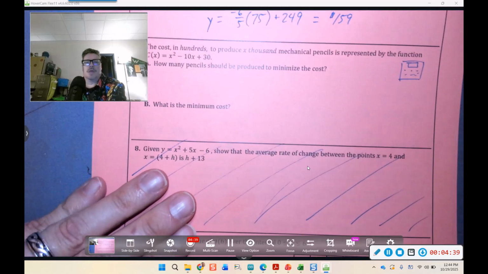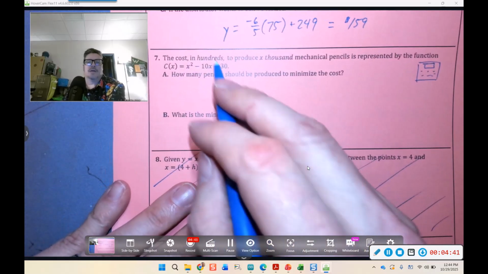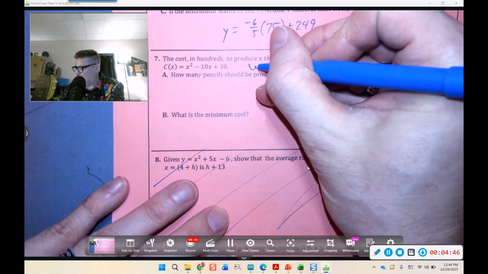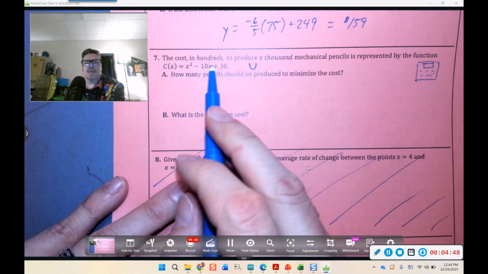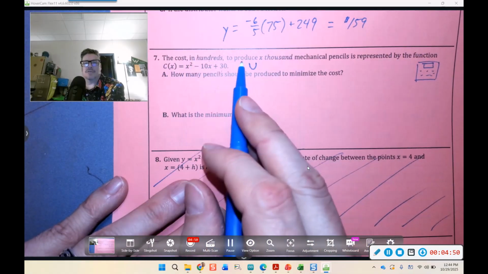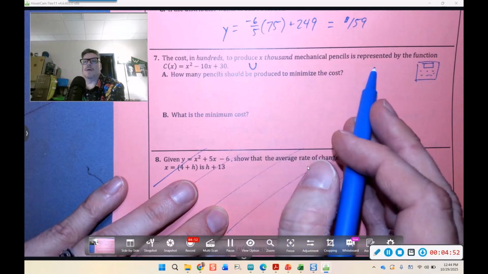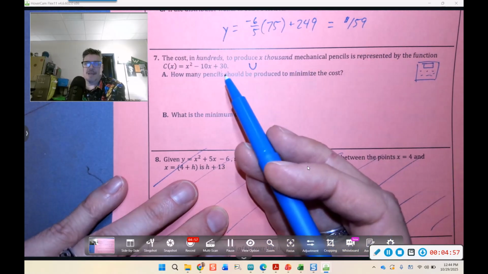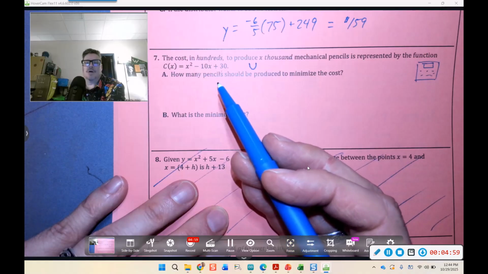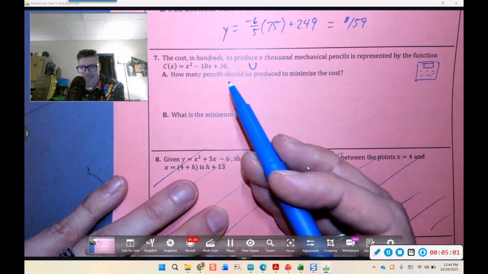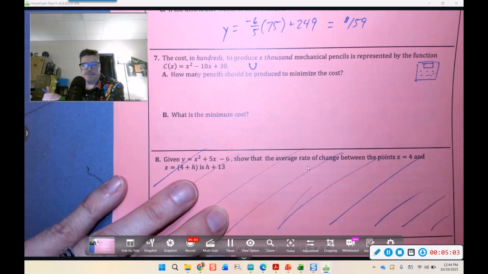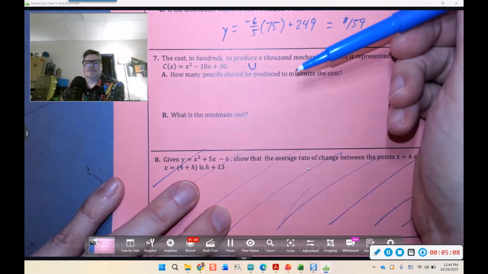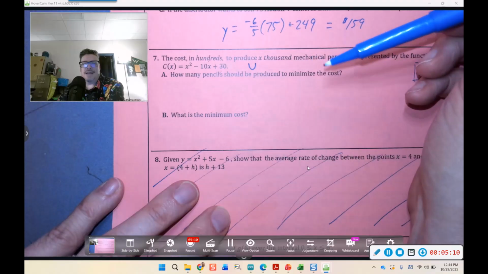Now we have a quadratic here, so we know he looks like this, right? His shape is a quadratic. So in hundreds, the cost in hundreds to produce x thousand mechanical pencils is represented by the function. So when I plug in how many thousands of mechanical pencils I want to make, the function will spit out the cost in hundreds of dollars. So how many pencils should be produced to minimize the cost?